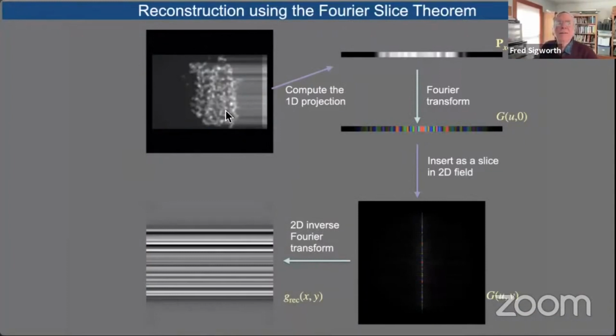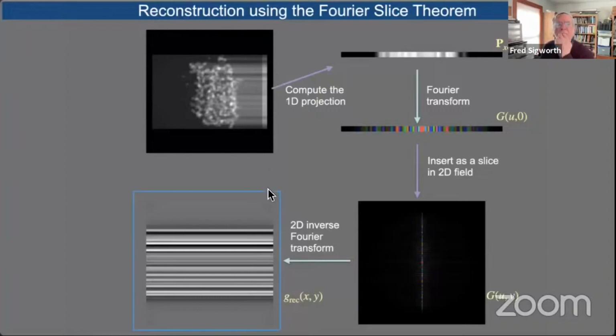So to make this clearer, here's a demonstration of that. The Fourier slice theorem says we compute a projection of some object. There is that projection. We take its 1D Fourier transform, and then we insert a slice into a 2D Fourier transform plane. And if we want, we can do the inverse transform, and we see a pattern that is what people would say is the back projection of that projection.